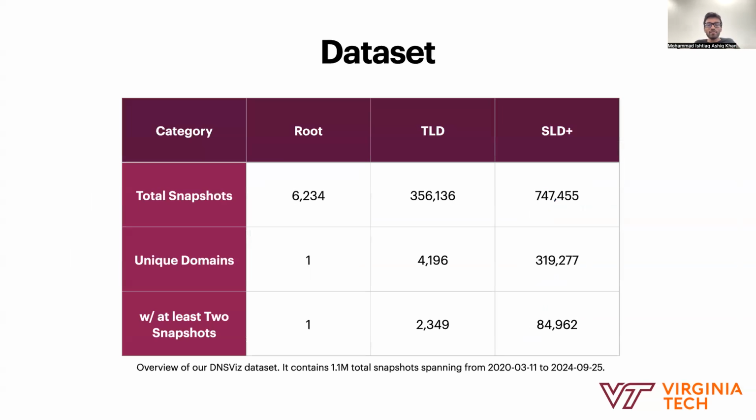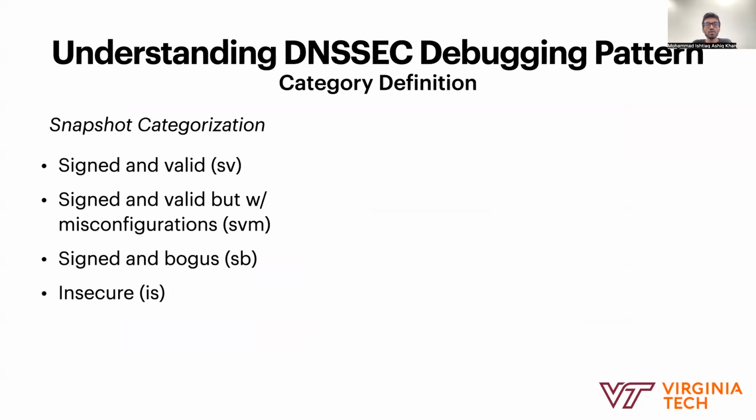Okay, we have got around 1.1 million total snapshots from DNSViz as our dataset. A snapshot is basically an analysis of a domain at a specific point in time. And we have 1.1 million of them spanning from March 2020 to September 2024. These snapshots belong to around 319K SLD and beyond domains, unique domains, and among them 84K of these domains have at least 2 snapshots. Now our objective is to understand the DNSSEC debugging pattern from these snapshots.